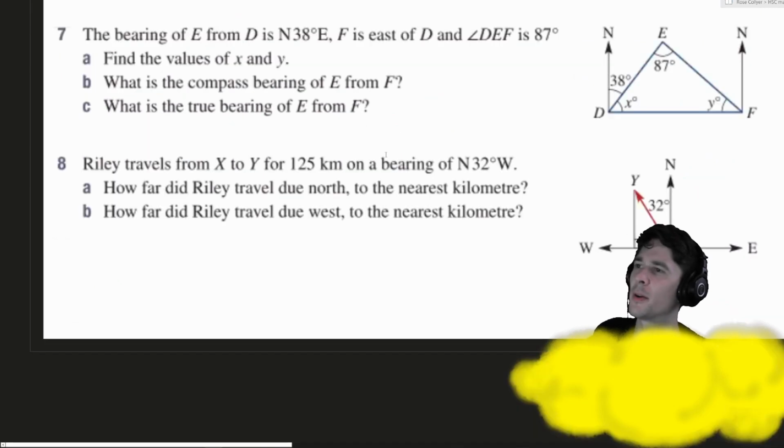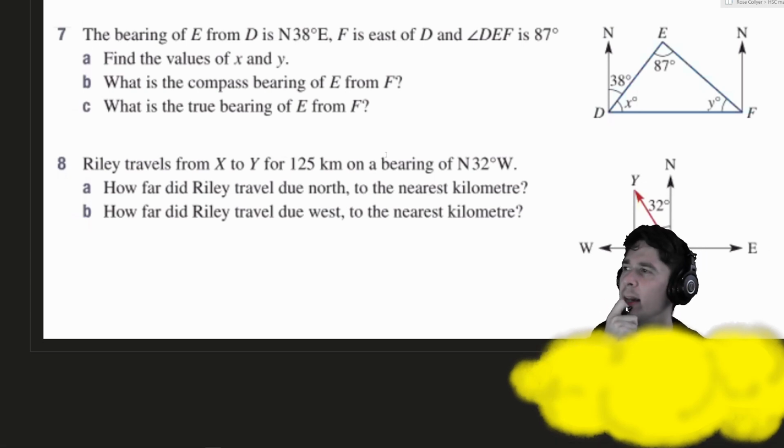All right, the bearing of E from D is north 38 east. Okay, I can see that on the diagram. F is east of D. Okay, so I can see it's directly east. And the angle DEF is 87 degrees. Okay, I see that on the diagram too. Find the values of X and Y.